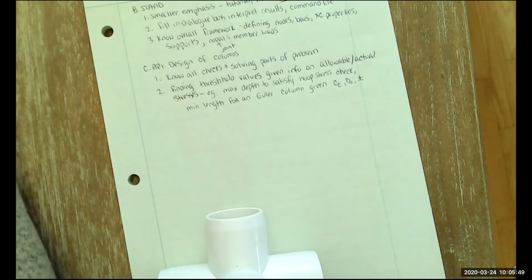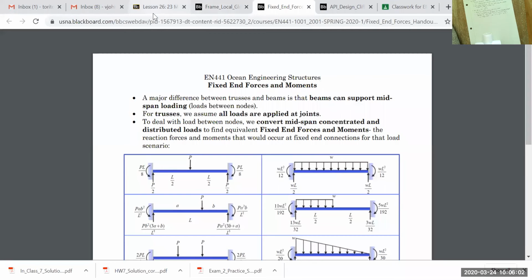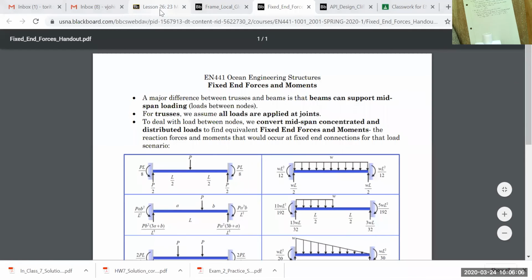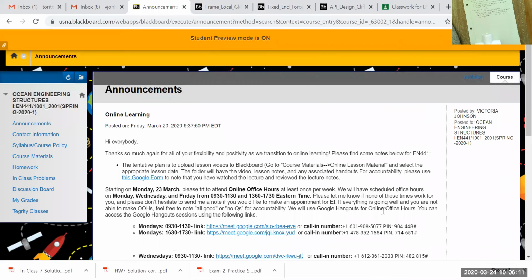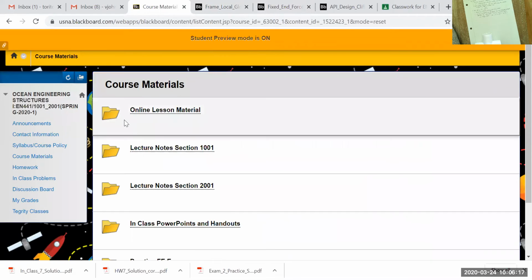So I'll go ahead and share my screen because I did want you guys to see just if I go to Blackboard. Here we are in Blackboard. So if I go back to the announcements, I think this is sort of what you guys see in Blackboard. And if you go to course materials, you can go ahead and have a look.